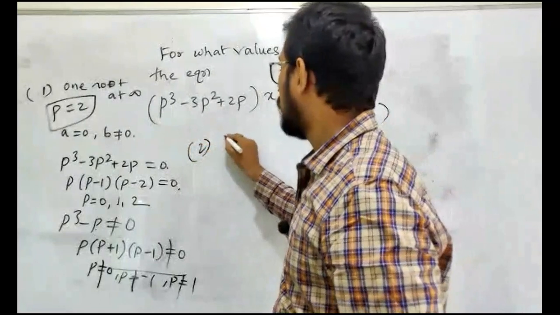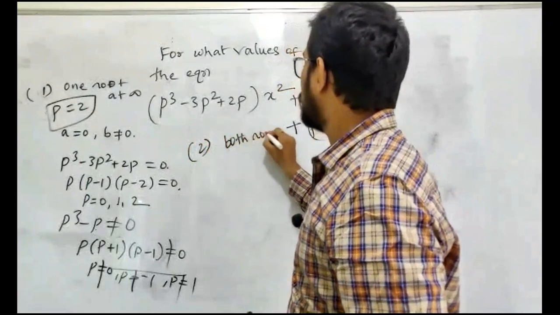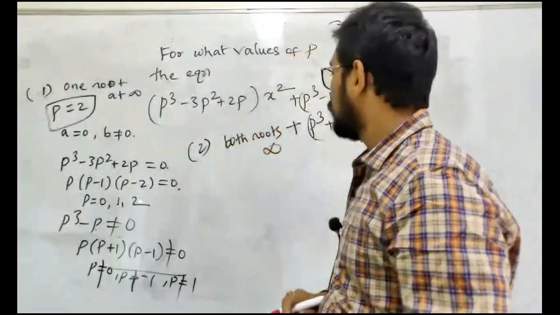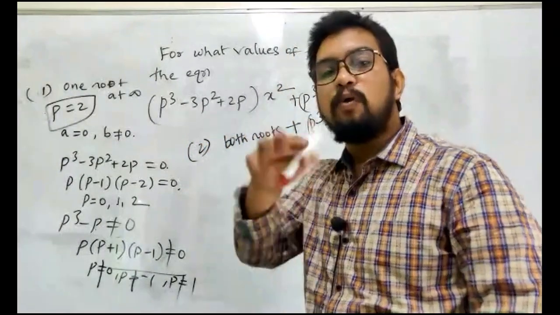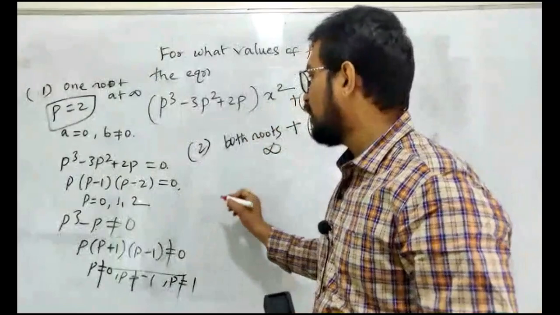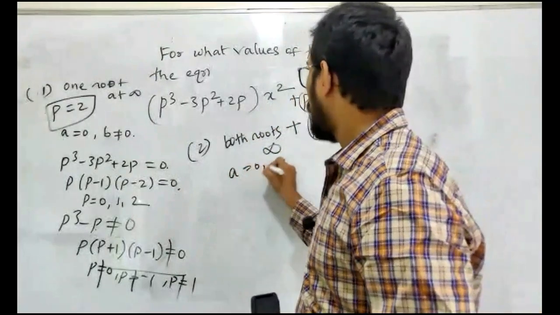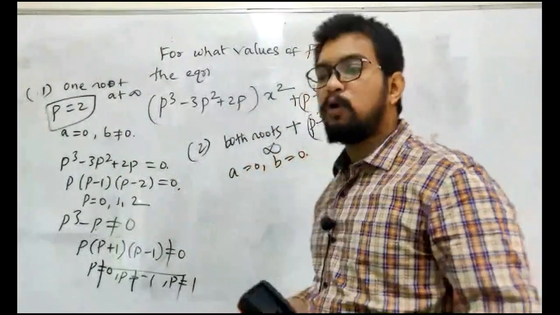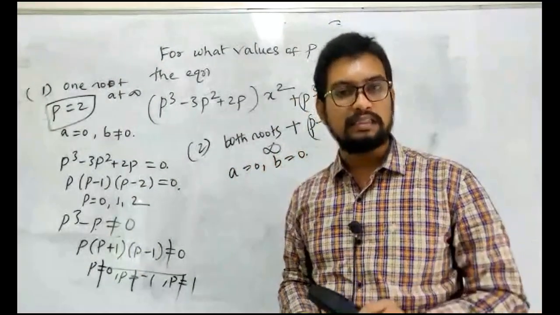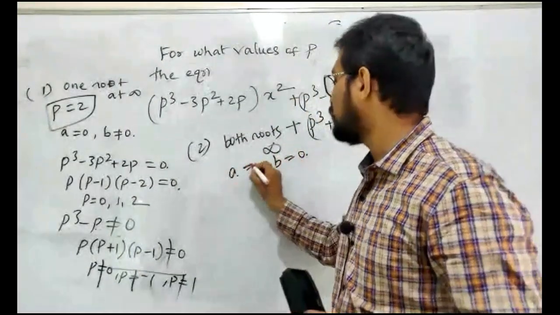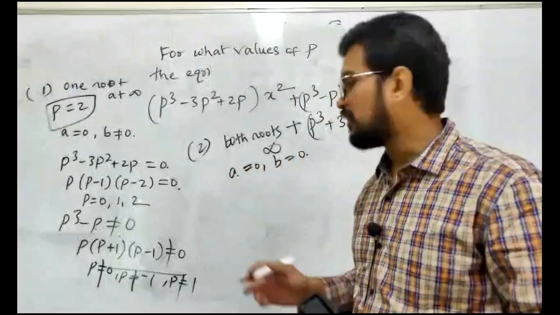Next case, both roots infinity. Next case is something like both roots tend to infinity. As both roots tend to infinity, a must be 0 and b must be 0. I think I have taught you this condition yesterday. Both a and b must be 0. A must be 0 as well as b must be 0.